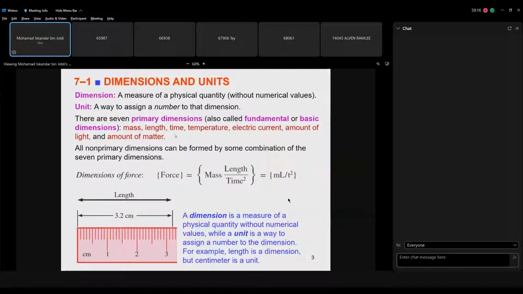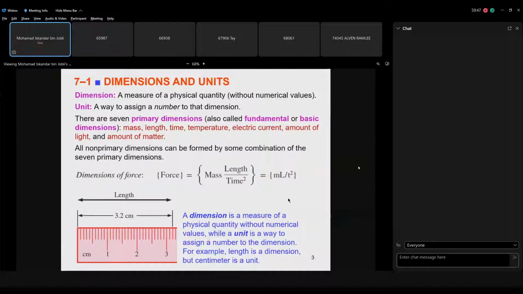So you just have to remember these. These are the dimensions. And all other equations, like force, for instance, are derived from the primary dimensions. What is force? Force, as from Newton's second law, you know that F equals M A. Force equals M A.